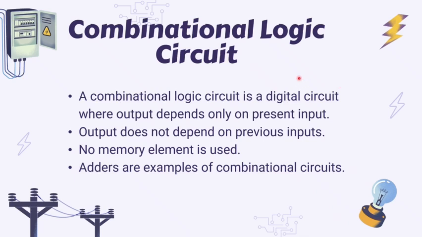Next, we have already talked about the combinational logic circuit. A combinational logic circuit is a circuit in which the output depends only on the current input values. It does not depend on the previous inputs and does not carry any memory elements. Half adder and full adder are examples of combinational logic circuits because their output depends only on the present input values.